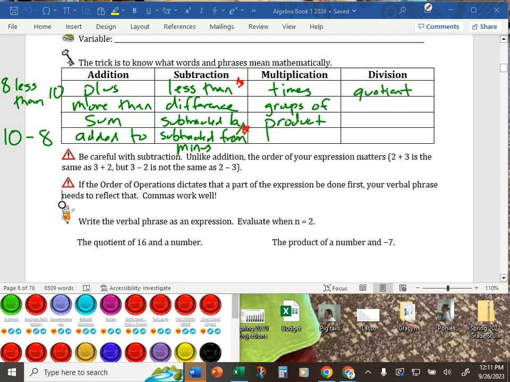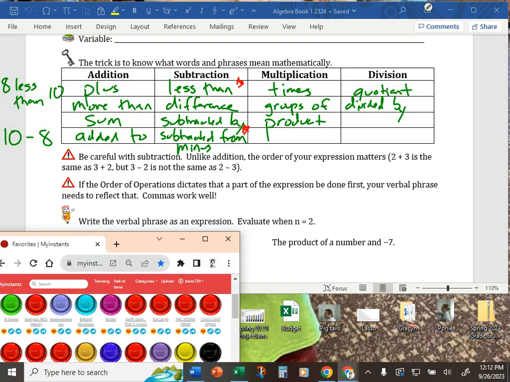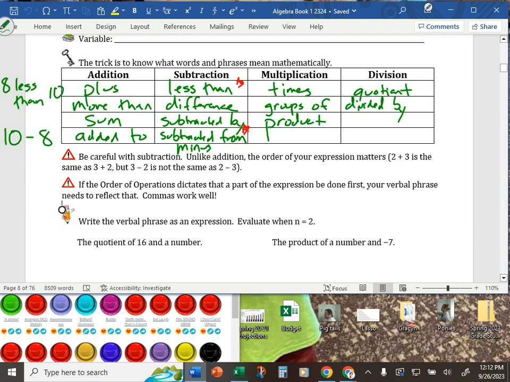Others for multiplication or division. Maya. Division is divided by. Divided by. Others. Nolan. Multiplication is multiplied by. Multiplied by.